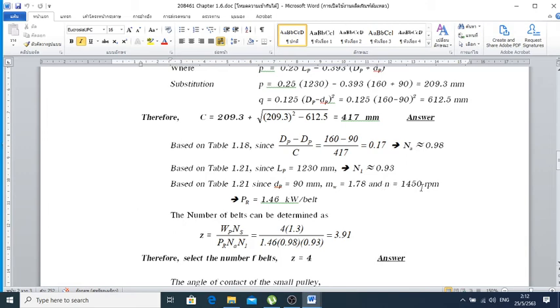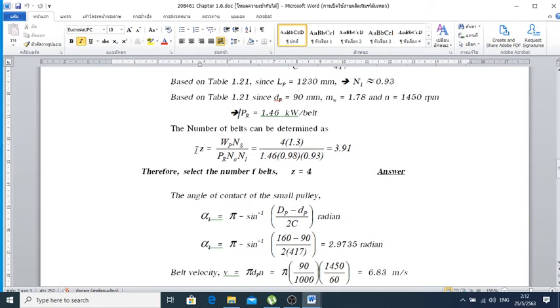And the speed ratio is 1.75, and N is equal to this. P sub R is equal to 1.46. We plug everything in for the number of belts. We get the number of belts as 3.9 something, so therefore we round up to 4. That's the number of belts.